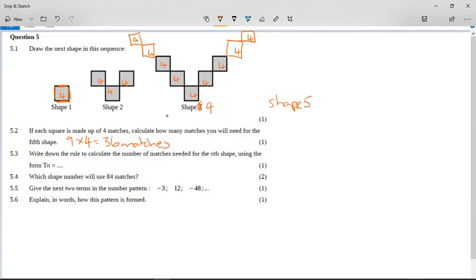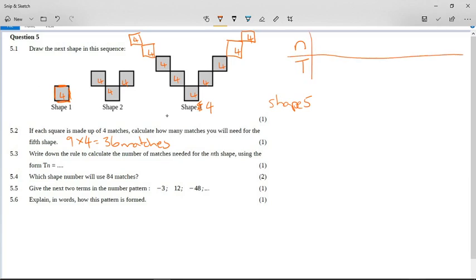Now it says to you, write down the rule to calculate the number of matches needed for the nth shape using the form Tn equals. So remember I said to you right at the beginning that patterns lead up to algebra and equations and all of those other things, and we have what's like an input and an output. So to solve these questions, usually what you have to do to help your thinking is to draw a table. So we say n. See, it says for the nth shape using the form Tn. So n is for the position, the number of the shape, and t is for what's in the shape.